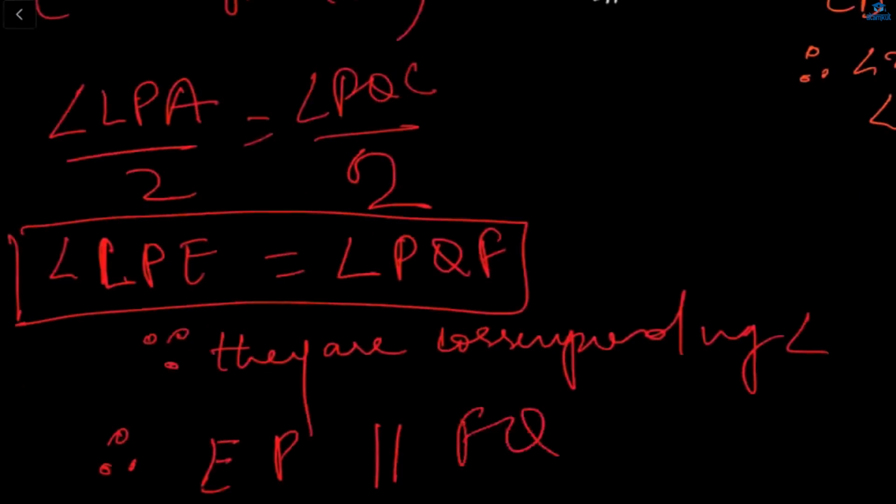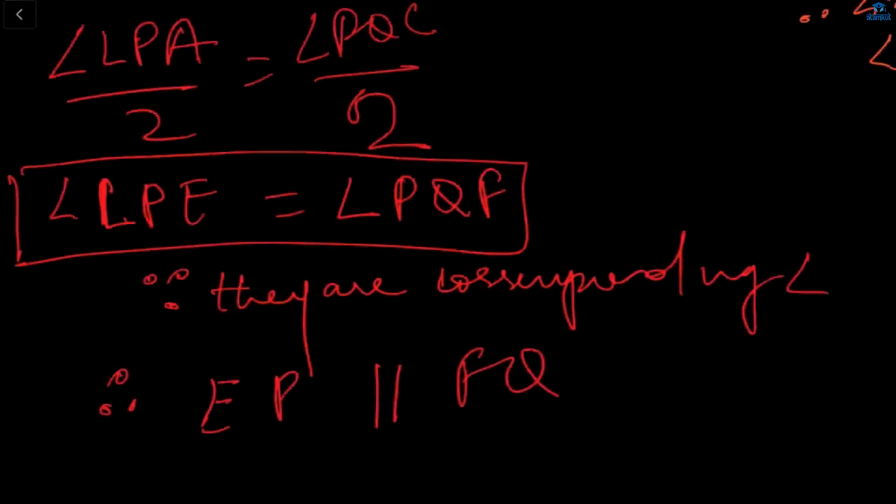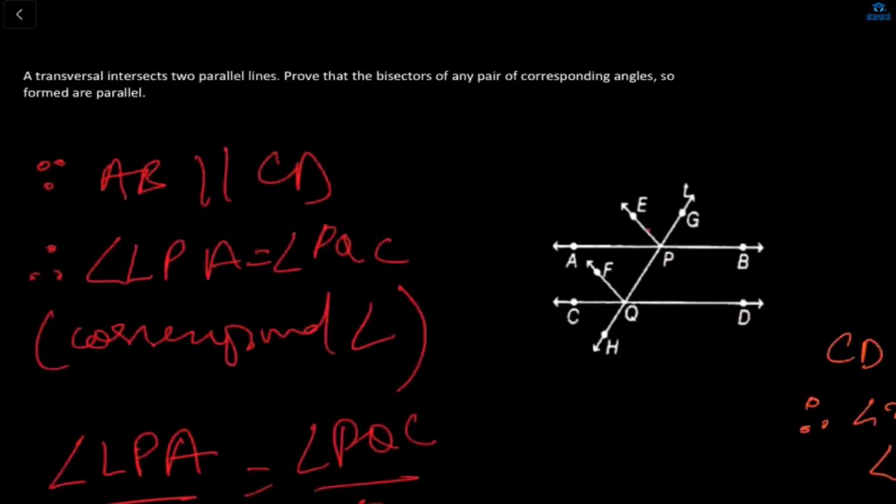Because these are the angles you have proved. When you have proved that this angle is equal to this angle, are they corresponding angles or not? If you see the transversal LH and if you extend this line, this and this both are corresponding angles. Since the corresponding angles are equal, therefore EP will be parallel to FQ.